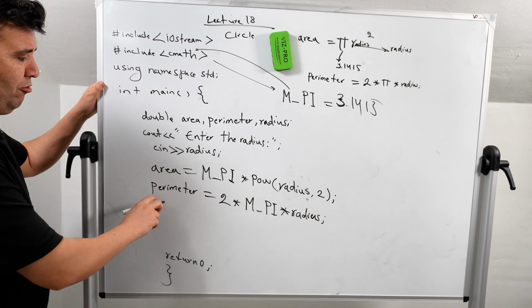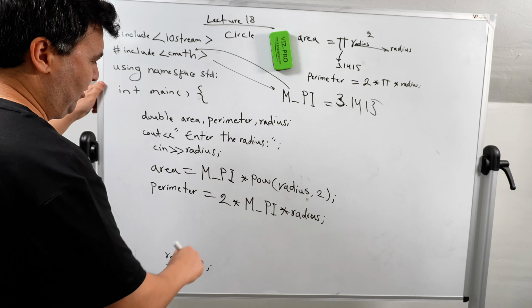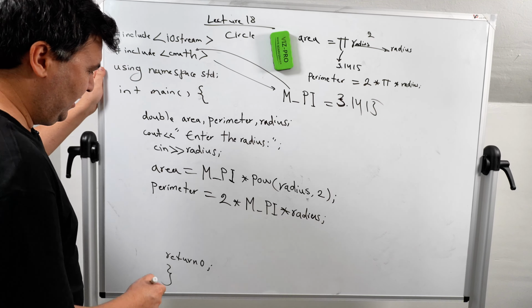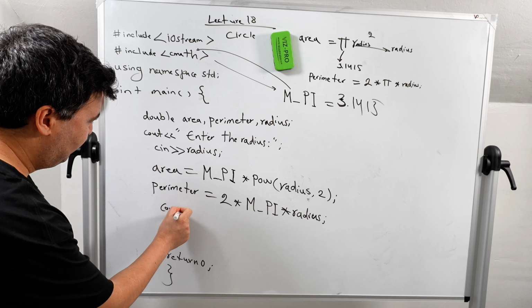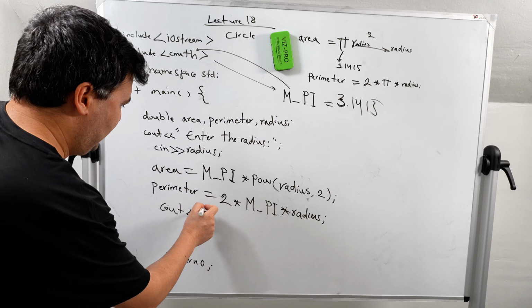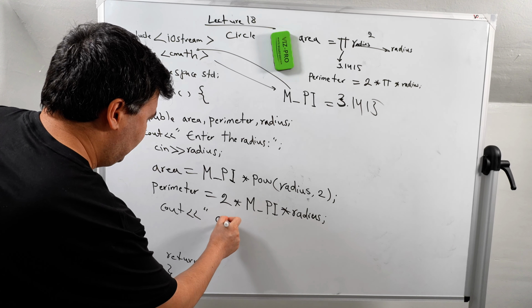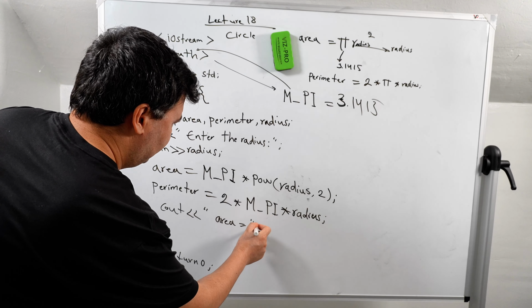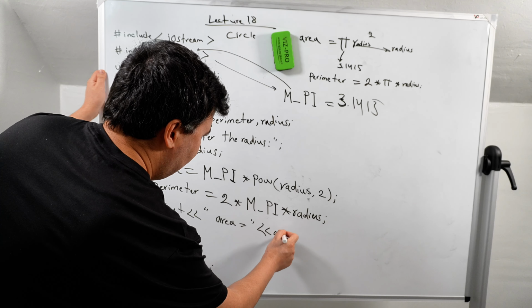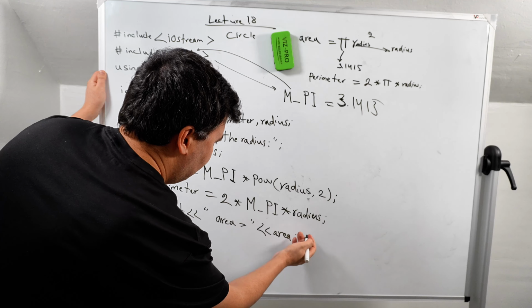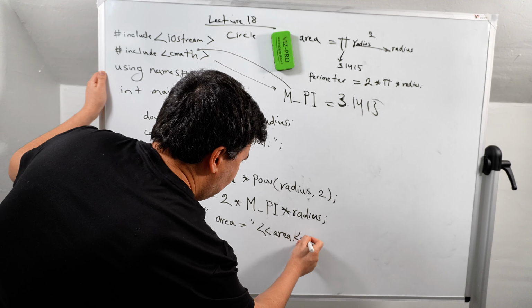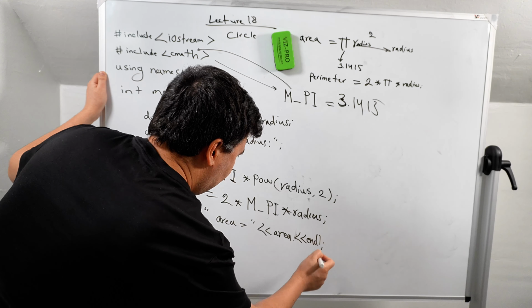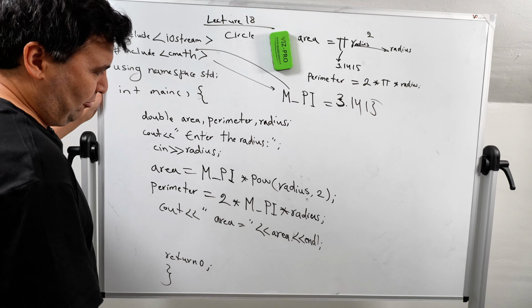Yep. So this is the formula for perimeter, and this is the formula for area. So we calculate it. So now we see out. I can see here area is equal to, I can print out area. I can write here also endl because it should print out on different lines.